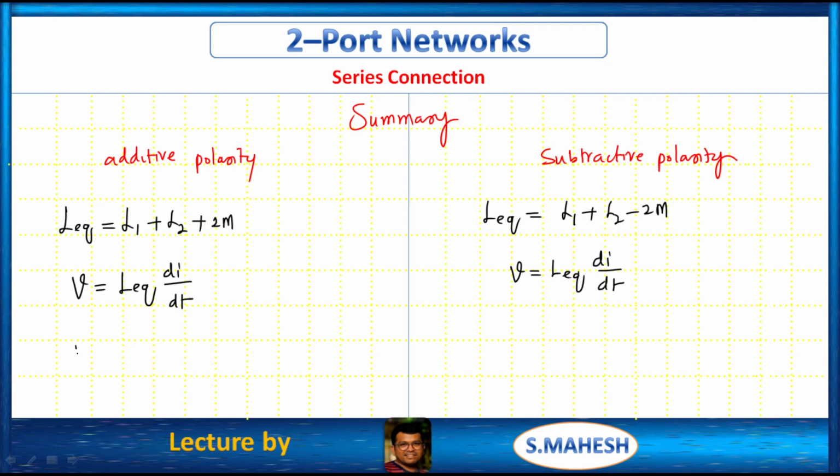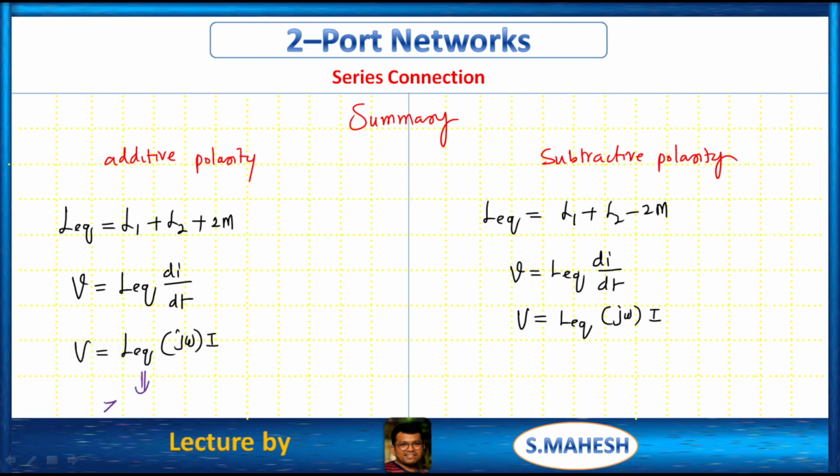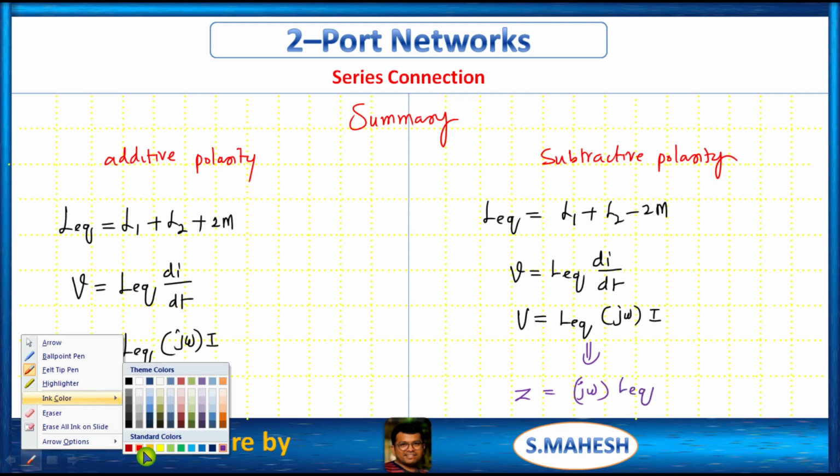Clear? Now V is equal to L equivalent j omega I. Here also V is equal to L equivalent j omega into I. So from this V by I we can write Z, which is equal to L equivalent j omega L, like that. Z is equal to j omega L equivalent, right? This is the summary from this.